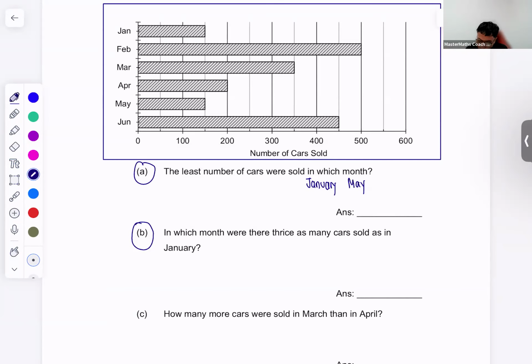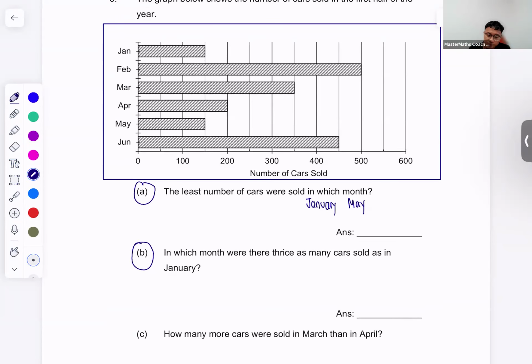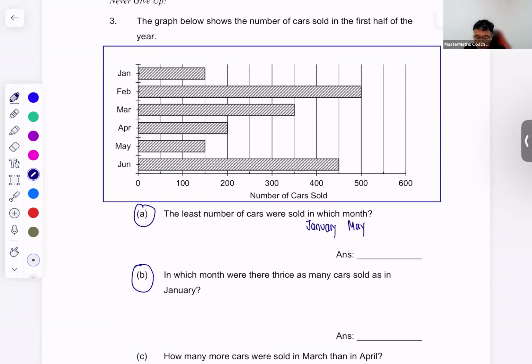Okay, so can you help me read out question B? In which month were there thrice as many cars sold as in January? Okay, can you help me find out how many cars did they sell in January? 150. Okay, how about February?